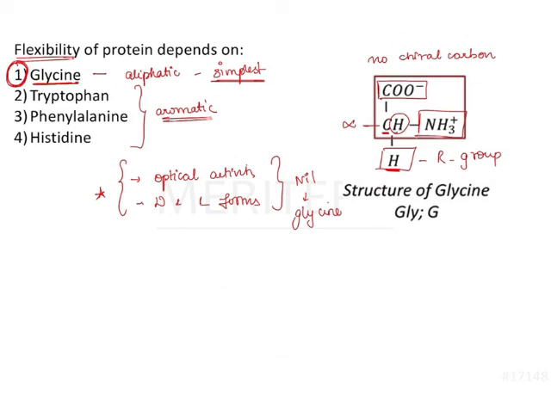Therefore, the right answer here is going to be glycine. Flexibility of protein depends on the presence of glycine in various bends and turns in the protein structure.